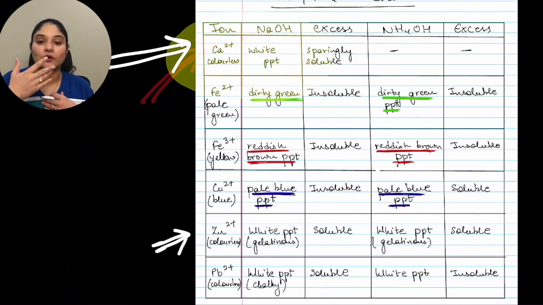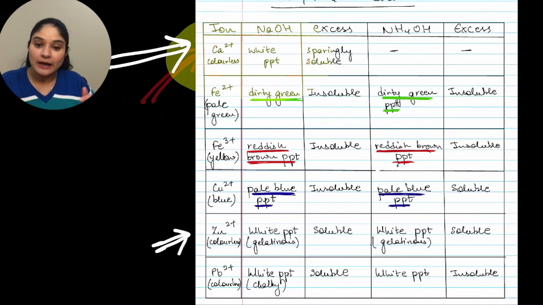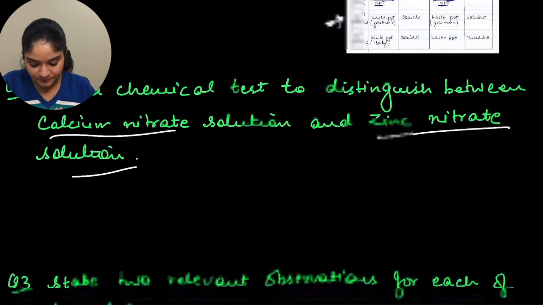For calcium, let's say you took sodium hydroxide. So you'll say a white precipitate is formed which is insoluble in excess of sodium hydroxide. And then you look at zinc. In this case, you will say a white PPT is formed which is soluble in excess of ammonium hydroxide. So, I'm sorry. So that will be your difference between the two. Let's move ahead to the next question.